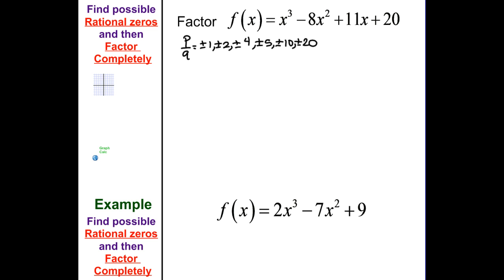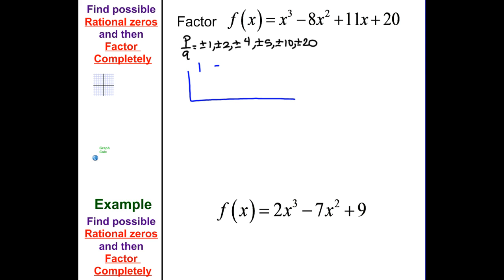So what we're going to do now is find the actual factors that work for this. And the way we're going to do this is we're going to use synthetic division. So I'm going to go up here and fill in what I know. Well, I know our highest degree is 3, so I'm going to count down, remember. And our leading coefficient is 1.